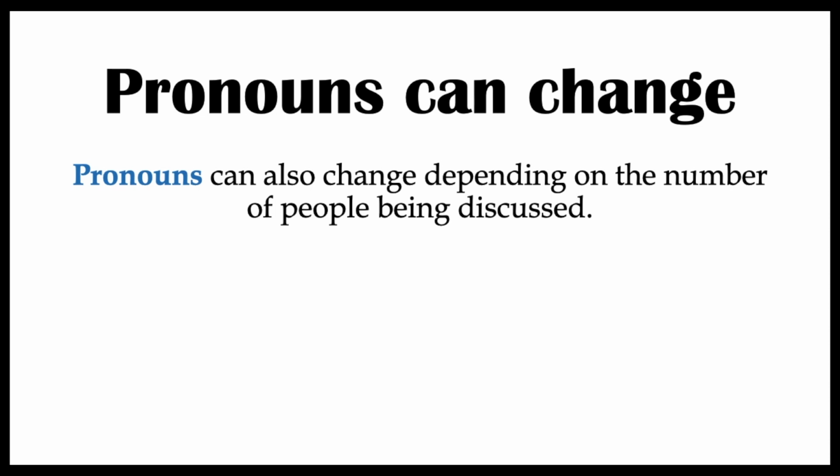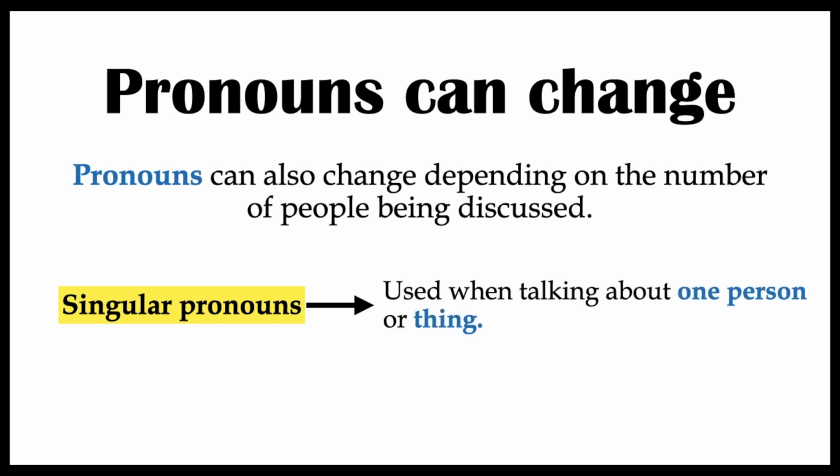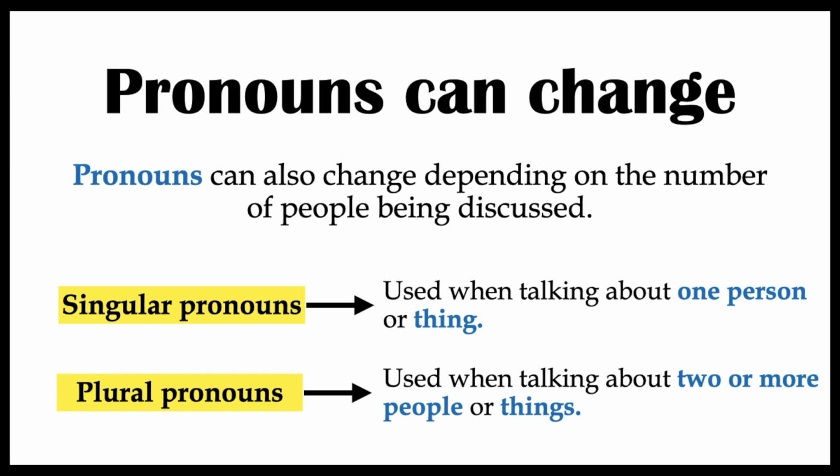In the English language, we have singular pronouns. These are used when talking about one person or thing. We also have plural pronouns. These are used when talking about two or more people or things.